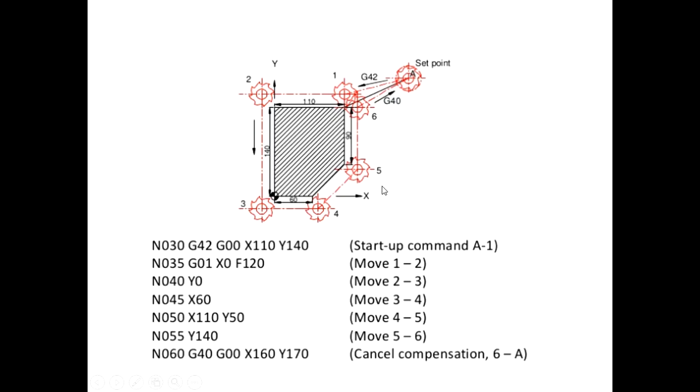So this is how we can compensate for the milling cutter diameter in the program by using the G41 code and G42 code. This will be very easy for the programmer to find the coordinates during programming. Okay, thank you.